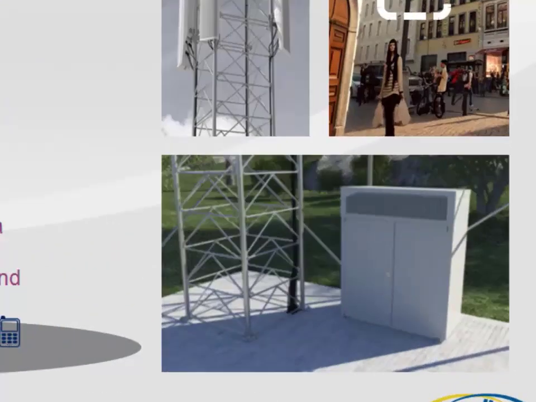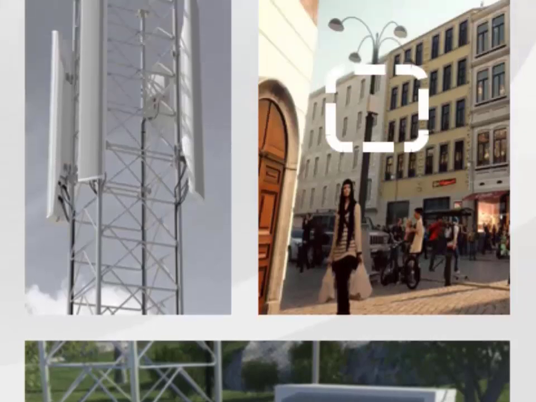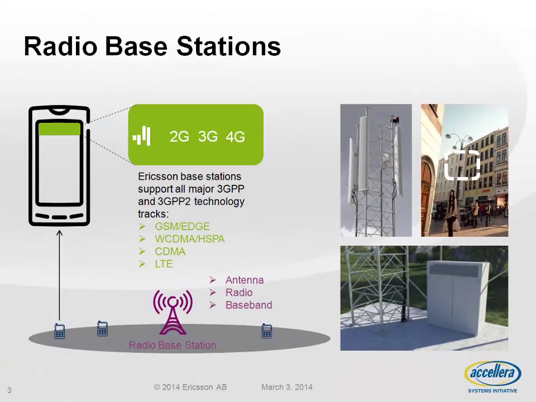Typically, a site looks like this, with the antennas in a mast and a cabinet containing the radio and baseband units. But coming more and more, it's hard to see back there, there's a lamp post here with a mounted small RBS. This is a much cheaper solution than this one, but also gives a better coverage in an urban environment.